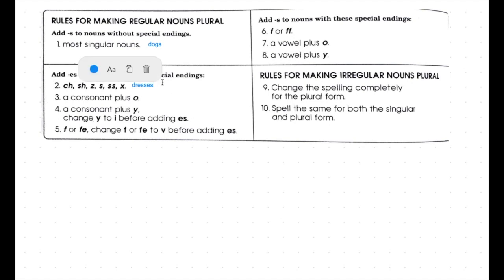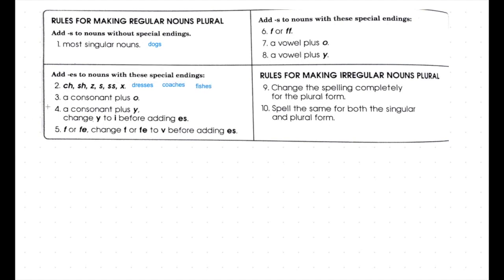Same thing with a word like coach. We can't just add an S to the end because of that ending, that CH has that similar S sound, so we have to add ES so that it says coaches. Or fish, right? We can't just say fish, we have to say fishes.